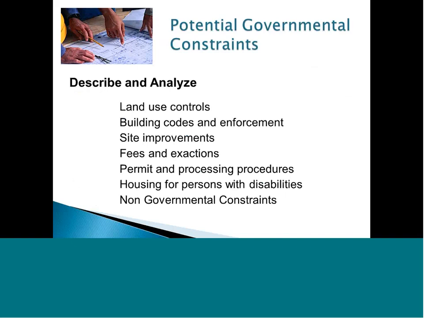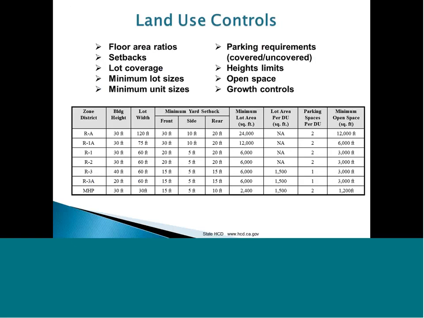That being said, the element must describe and analyze land use controls, building codes and enforcement, site improvements, fees and exactions, permit and processing procedures, and housing for persons with disabilities. There are no new statutory requirements for this section of the element. To go into a bit more detail, the land use control section of your housing element identifies these aspects of land use. The analysis of these aspects needs to include the following.